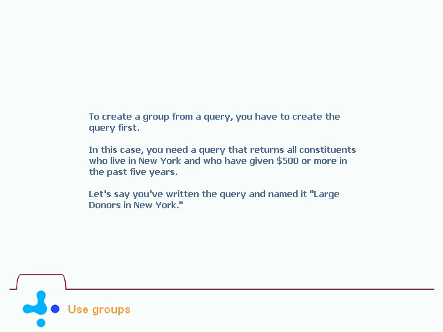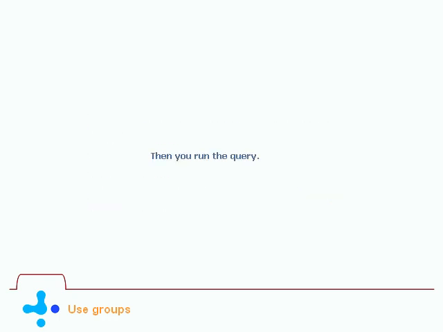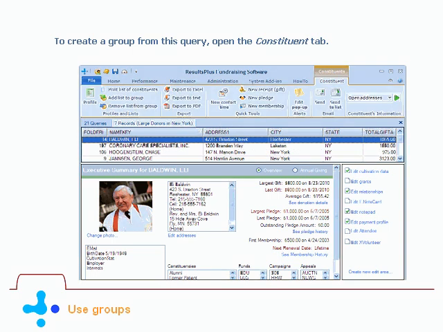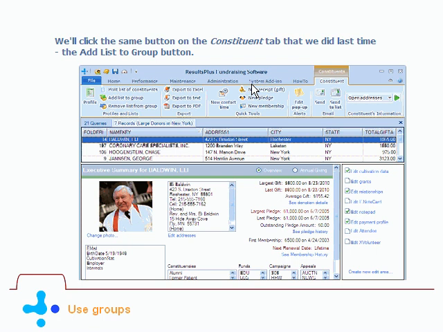To create a group from a query, you have to create the query first. In this case, you need a query that returns all constituents who live in New York and who have given $500 or more in the past 5 years. Let's say you've written the query and named it Large Donors in New York. Then you run the query. Your results might look something like this. To create a group from this query, open the Constituent tab. We'll click the same button on the Constituent tab that we did last time, the Add List to Group button.